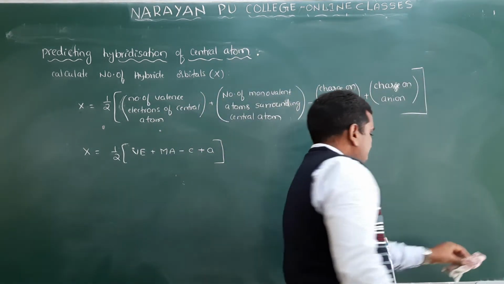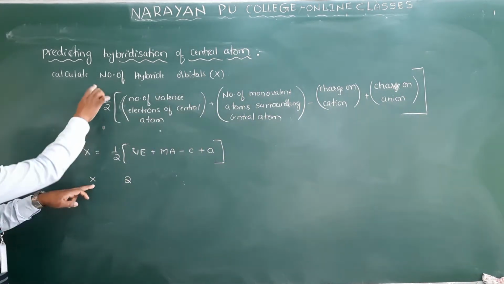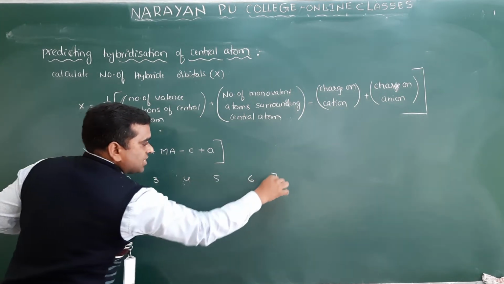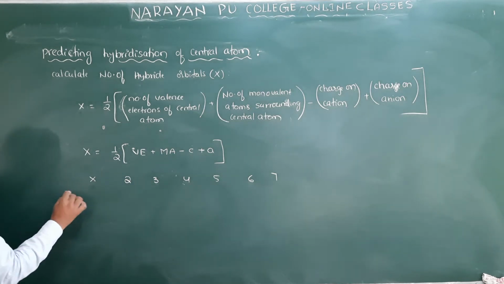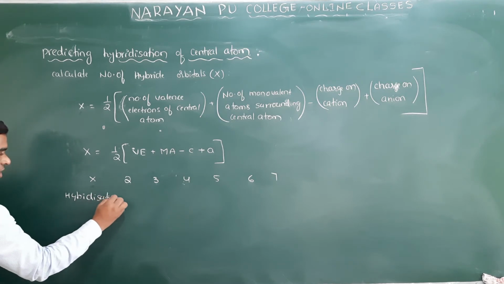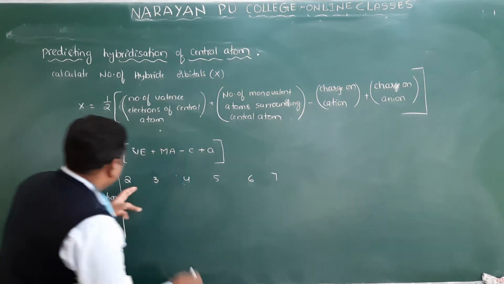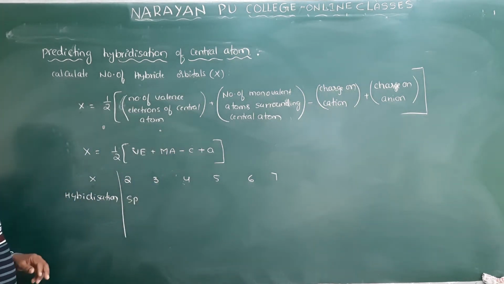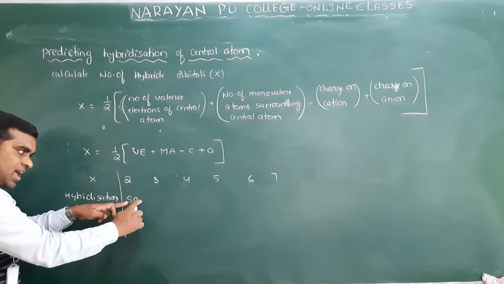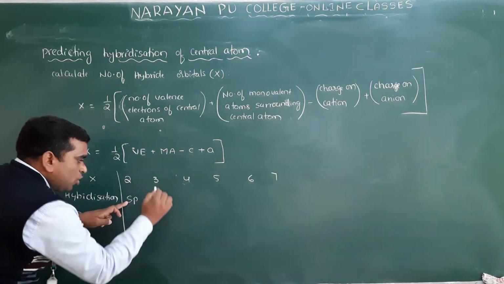Now, if you get X equal to 2, what is the hybridization? If 2 are there, it is sp, that is 1 s and 1 p. First of all you write s, and after that you write p. How many p can you write? 3 only.